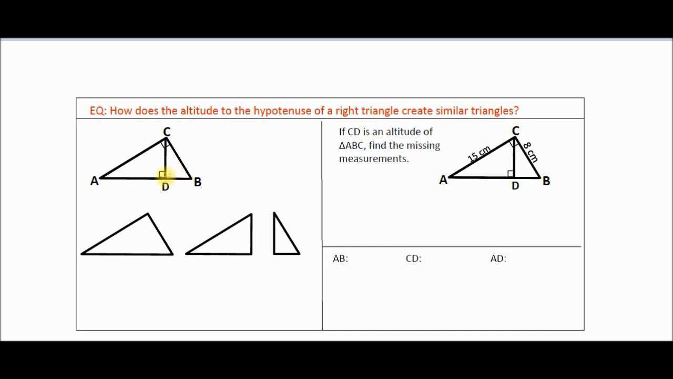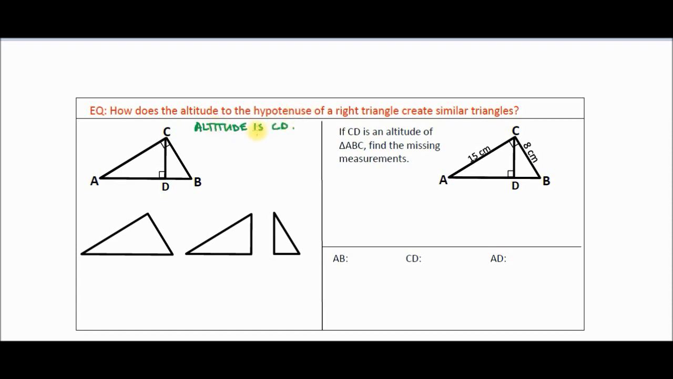So in this case, you can see I have labeled a right triangle here. So the altitude on this triangle, let's write it. The altitude in this case is CD.